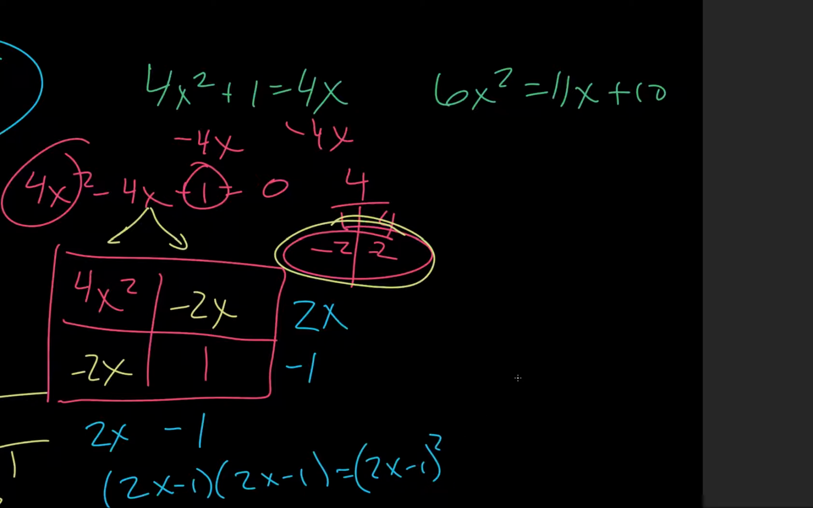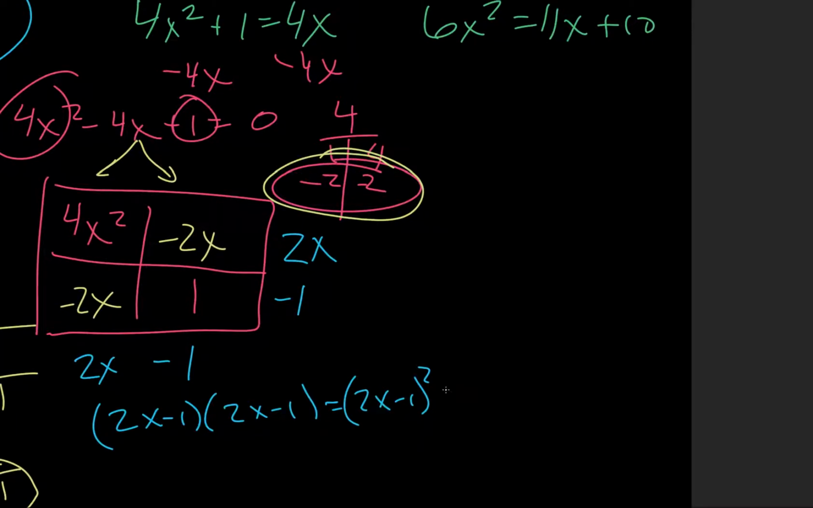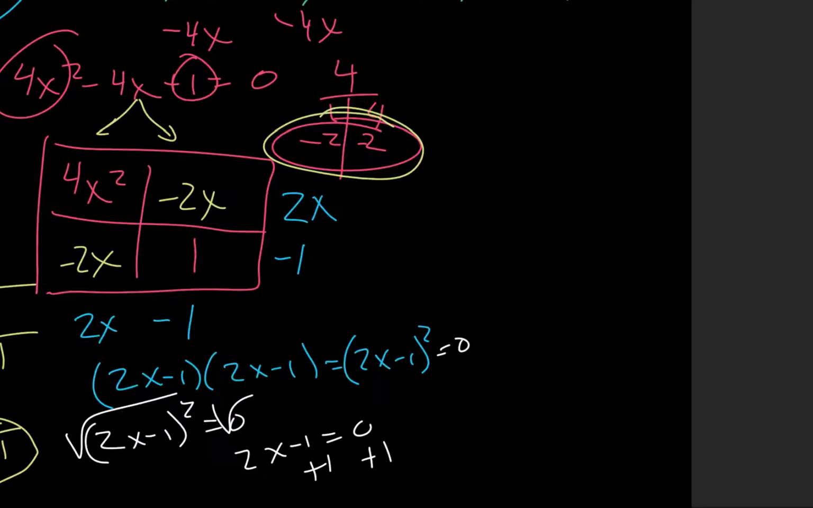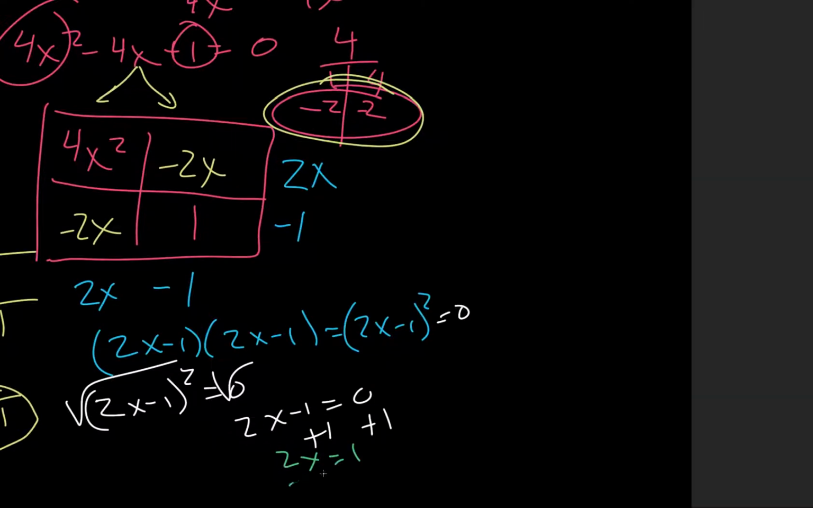And then we can continue to solve that. So I will solve that right below here. This is still equal to 0. So if we have 2x minus 1 quantity squared equals 0, we square root both sides. We get 2x minus 1 equals 0. Then we add 1, and we get 2x equals 1. Divide both sides by 2. And so x equals 1/2 on that one.